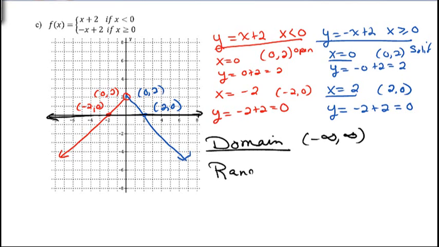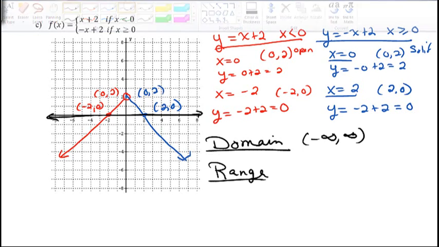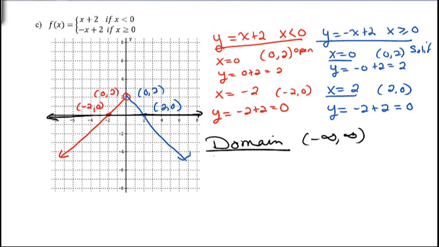And then the range are the y values, and so this graph goes down forever, so we'll pick green to do range, I guess. And so this graph goes down forever, because these arrows go down forever, so that's negative infinity. But the graph stops right here at 2, and it does include 2, because we did have a filled-in dot there, so 2 and a square bracket. Okay.